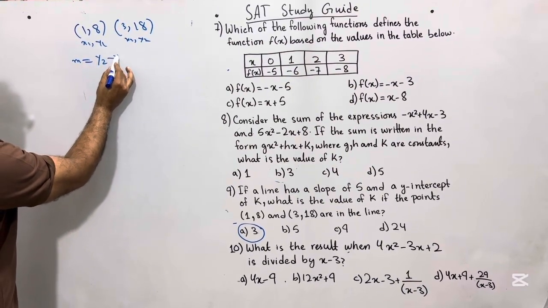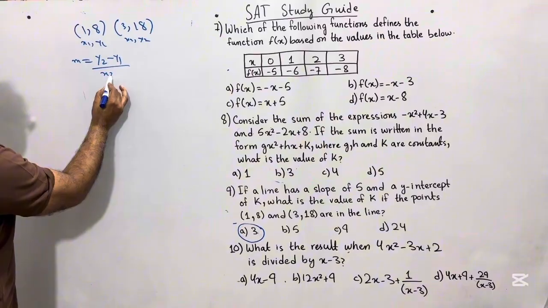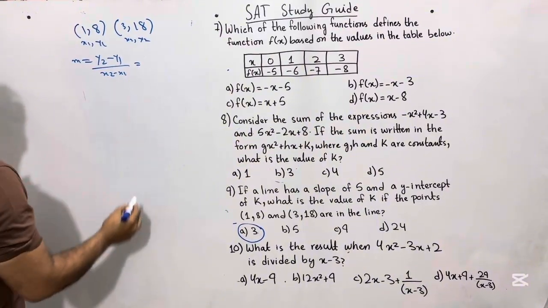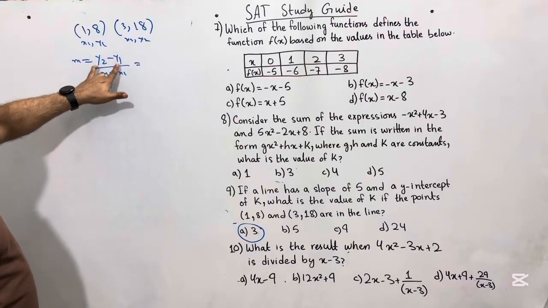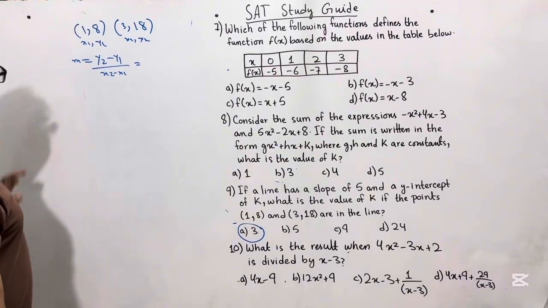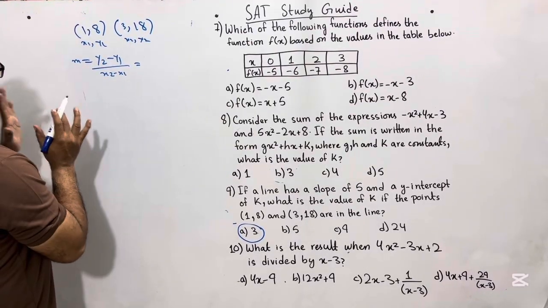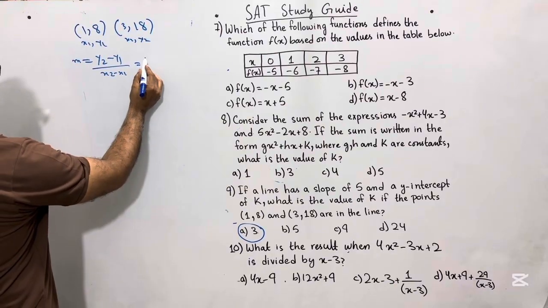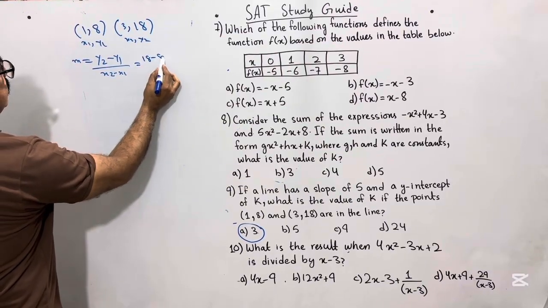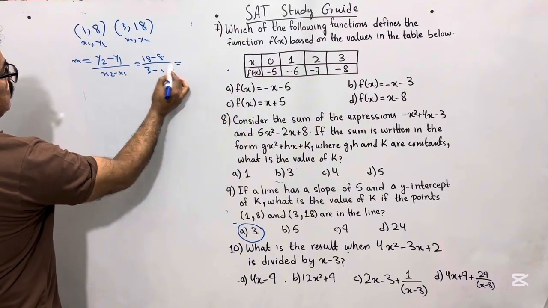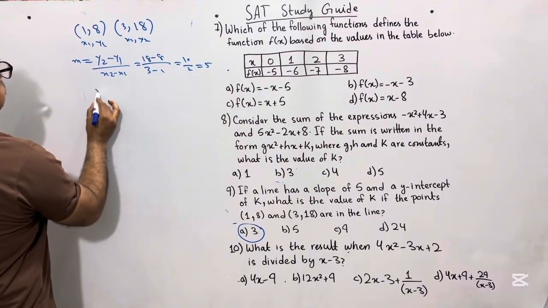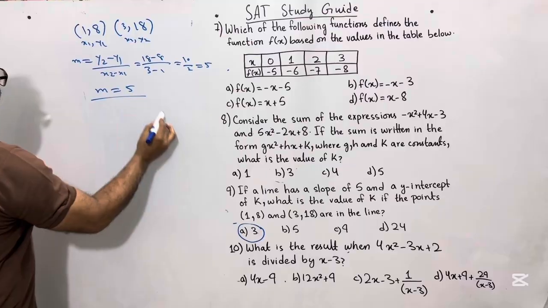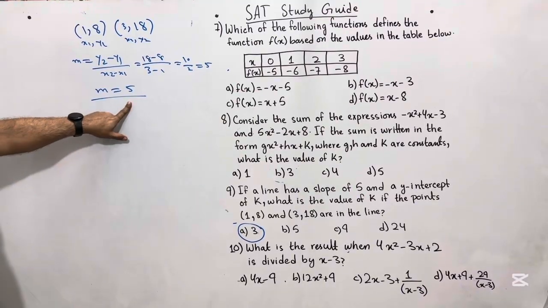Gradient is given by the difference of ordinates divided by the difference of abscissas. One can say rise over run, or the difference in y divided by the difference in x. All these are synonyms for y2 minus y1 over x2 minus x1. So 18 minus 8 is 10, over 3 minus 1, which is 2. 10 divided by 2, we have the same slope, that is 5.